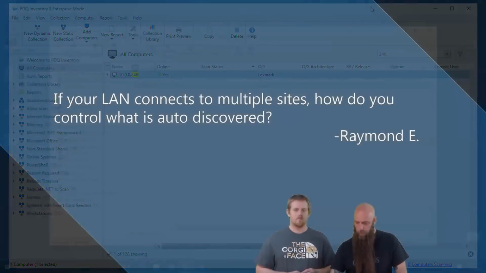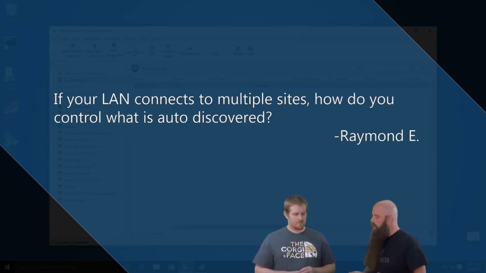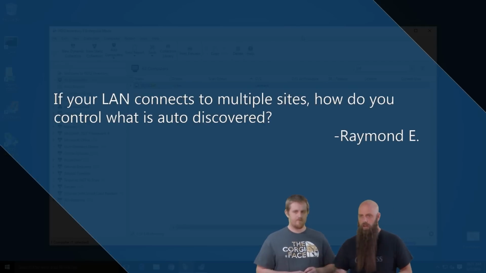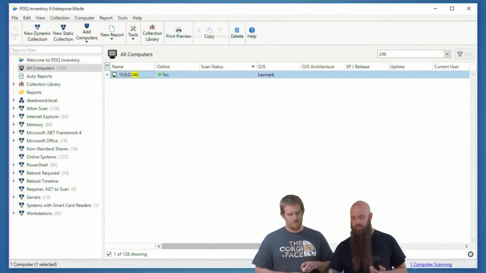Yeah, sure. All right, this one is from the man that everybody loves, Raymond. If your LAN connects to multiple sites, how do you control what is auto-discovered? Well, there's not an auto discovery. In other words, the network discovery tool doesn't run on a schedule, unlike the AD sync that would. With AD sync, you can have that run on a schedule, and that just grabs whatever computer objects are in your sync containers. So if your LAN connects to multiple sites, how do you control what's auto discovered? I'm going to modify your question, Raymond, and say how do you determine what's discovered?